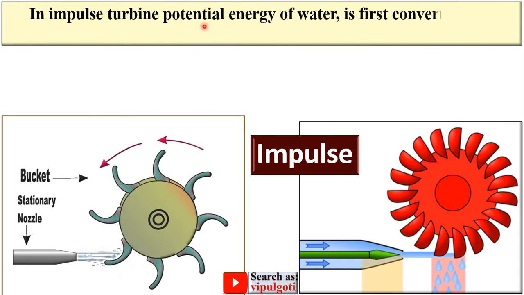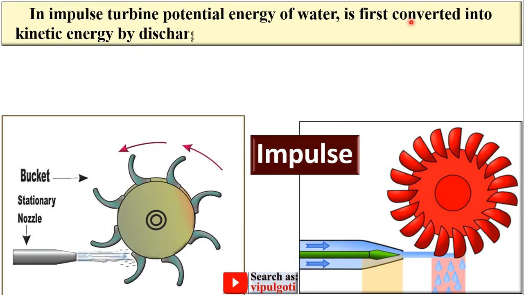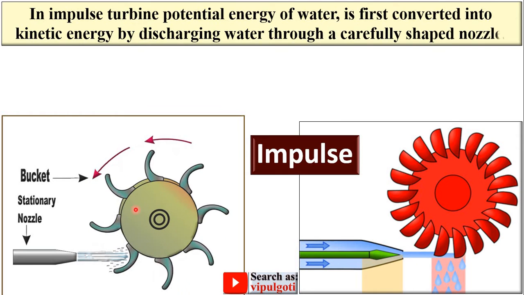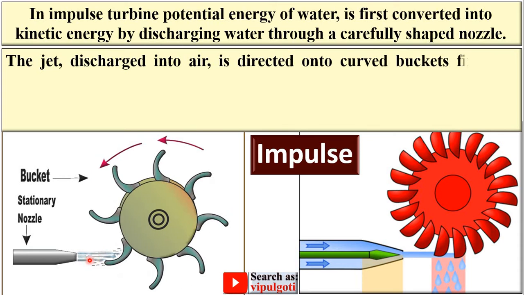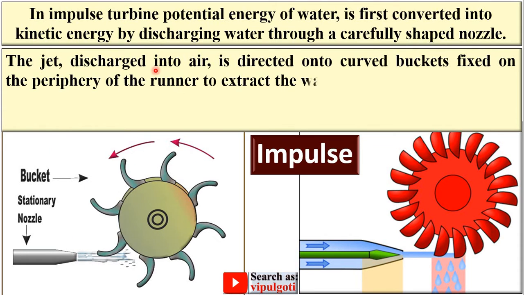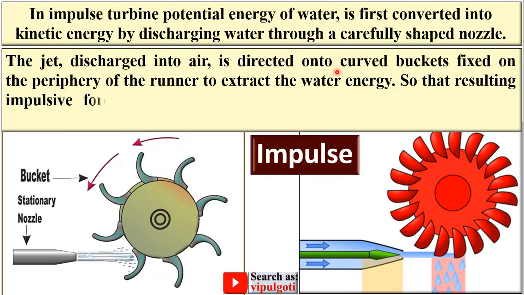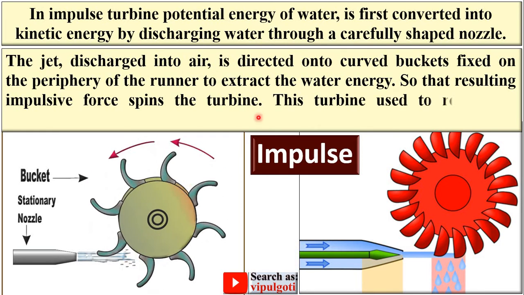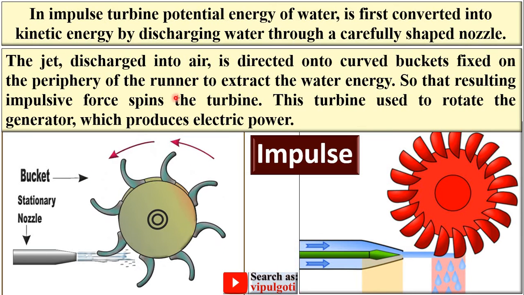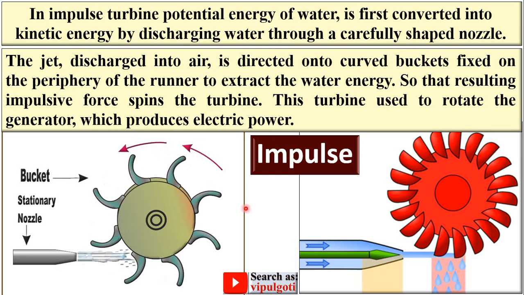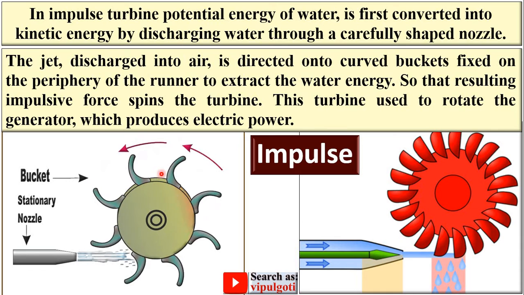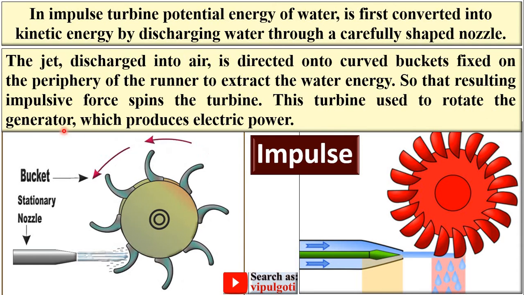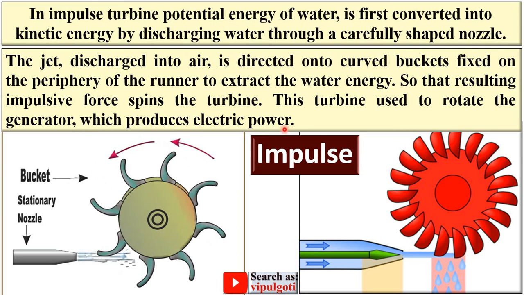In an impulse turbine, the potential energy of water is first converted into kinetic energy by discharging water through a carefully shaped nozzle. The jet, which is sometimes called the water jet, discharged into air, is directed onto curved buckets, here you can see, fixed on the periphery of the runner to extract the water energy, so that the resulting impulsive force spins this turbine.